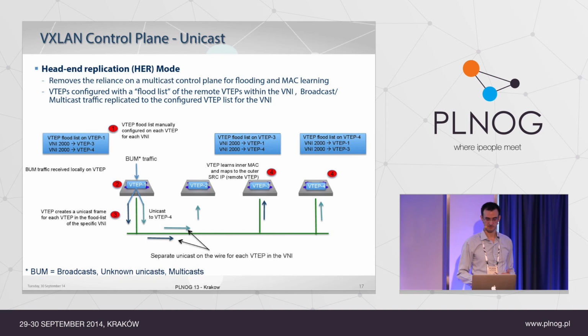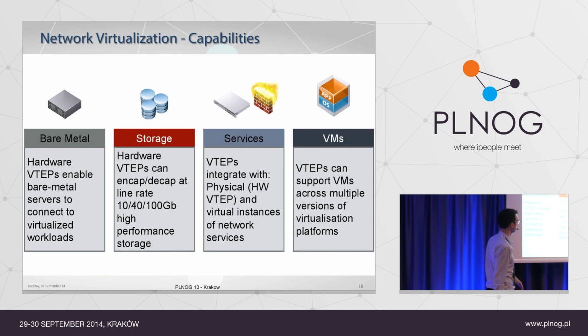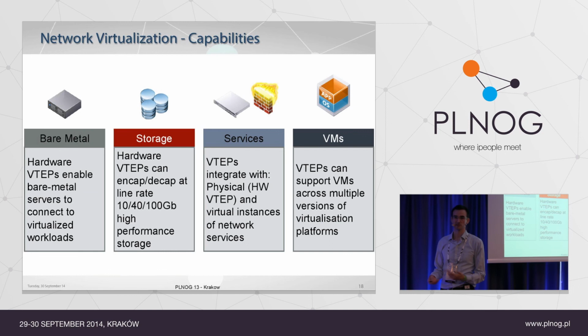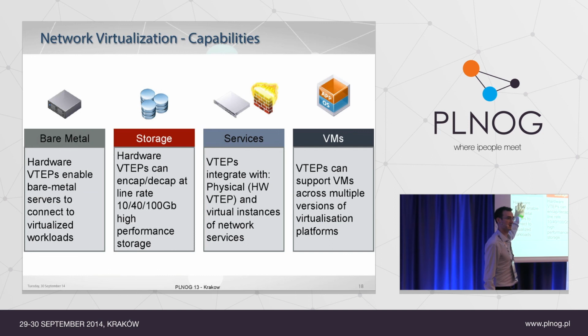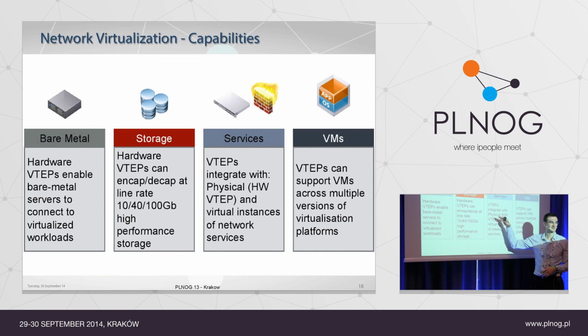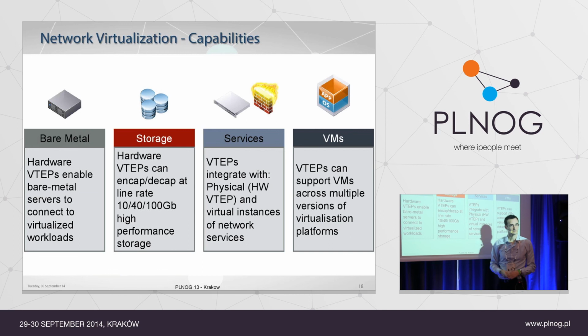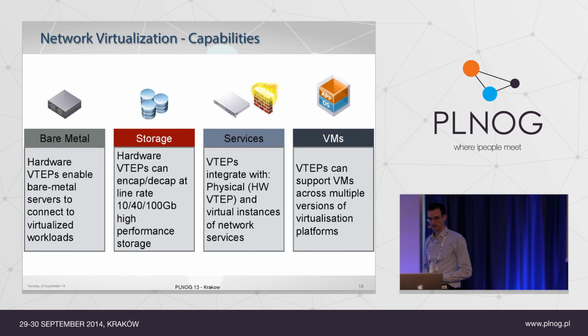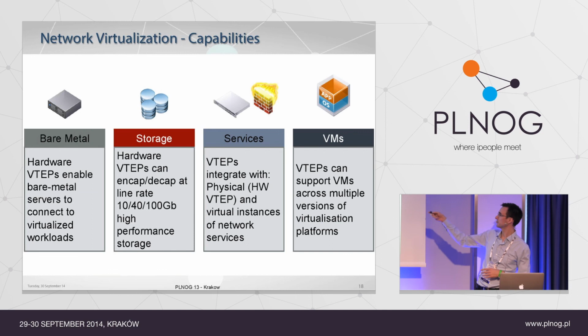What kind of devices can you put on those overlay networks? Well, you can have bare metal servers, meaning physical servers, because VXLAN just encapsulates any Ethernet traffic. But that requires a hardware VTEP. You can have physical storage, also requiring a hardware VTEP. And you can have physical or virtualized services, such as load balancers, firewalls. Physical services will require a physical gateway, a physical VTEP. But you can have virtualized firewalls with just software VTEPs. And the VMs, any kind of VMs, depending on the hypervisor.